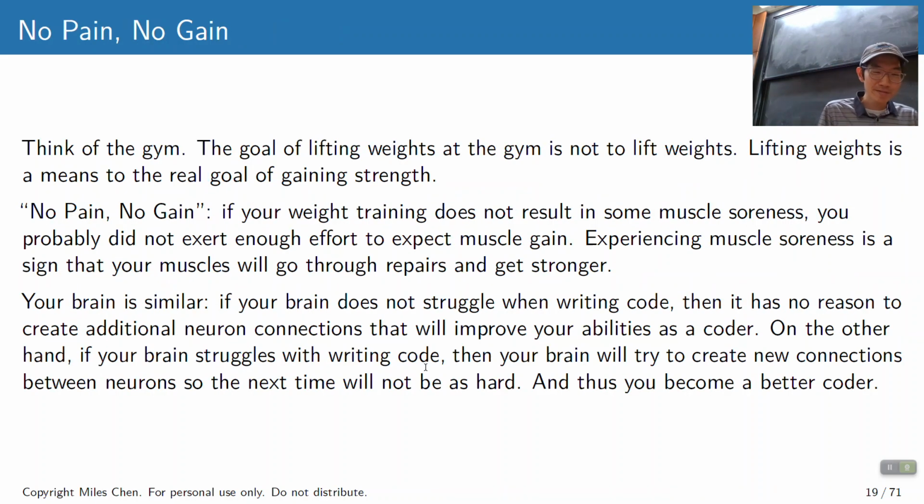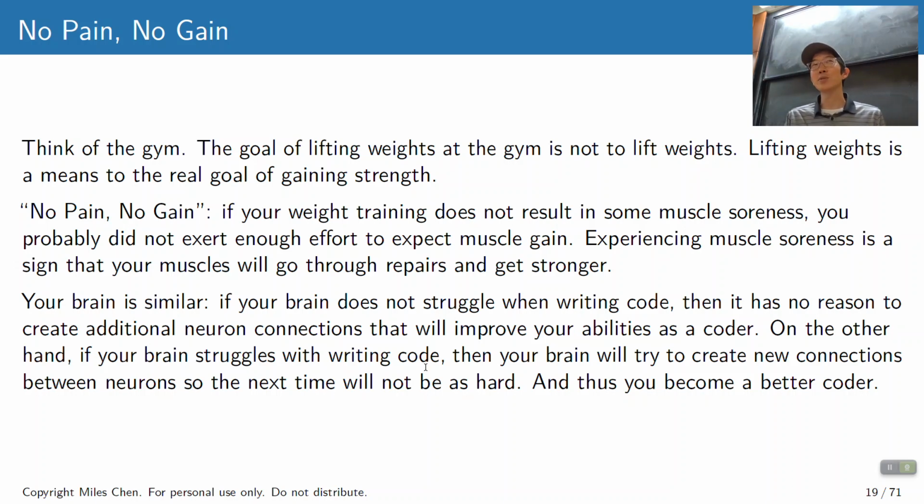It's kind of like going to the gym. I give this spiel at the beginning of most of my classes, so if you've already heard this, my apologies, but you're going to hear it again. If you go to the gym, the goal of lifting weights isn't so that the weights get lifted up off the ground. That is not the goal.